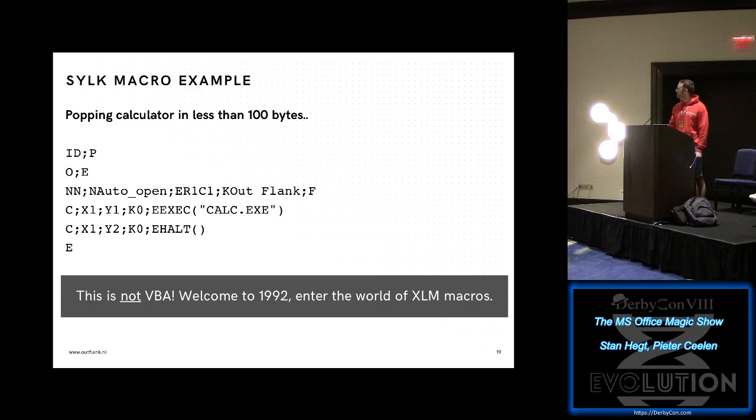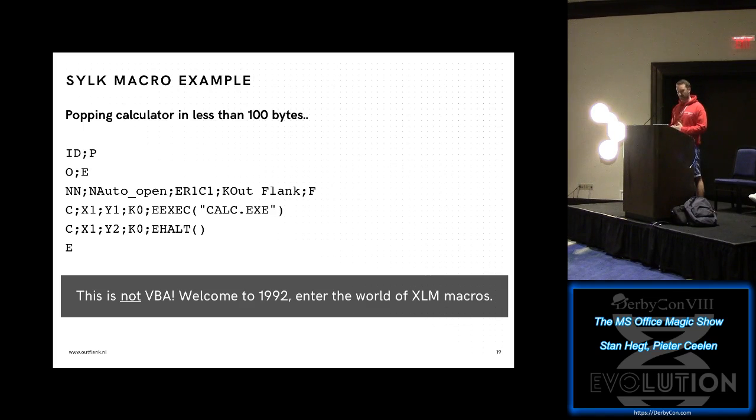So, pop a calculator in less than 100 bytes. You see it right here. It looks really trivial, but it took me hours and hours to find this out, actually. It's just a shame if you look at how trivial the code is. So what does it do? The first line is in every SYLK file, ID with P left empty. Then there's an O record with E being specified. And this means, according to the specification, that I'm introducing a macro sheet into my file.